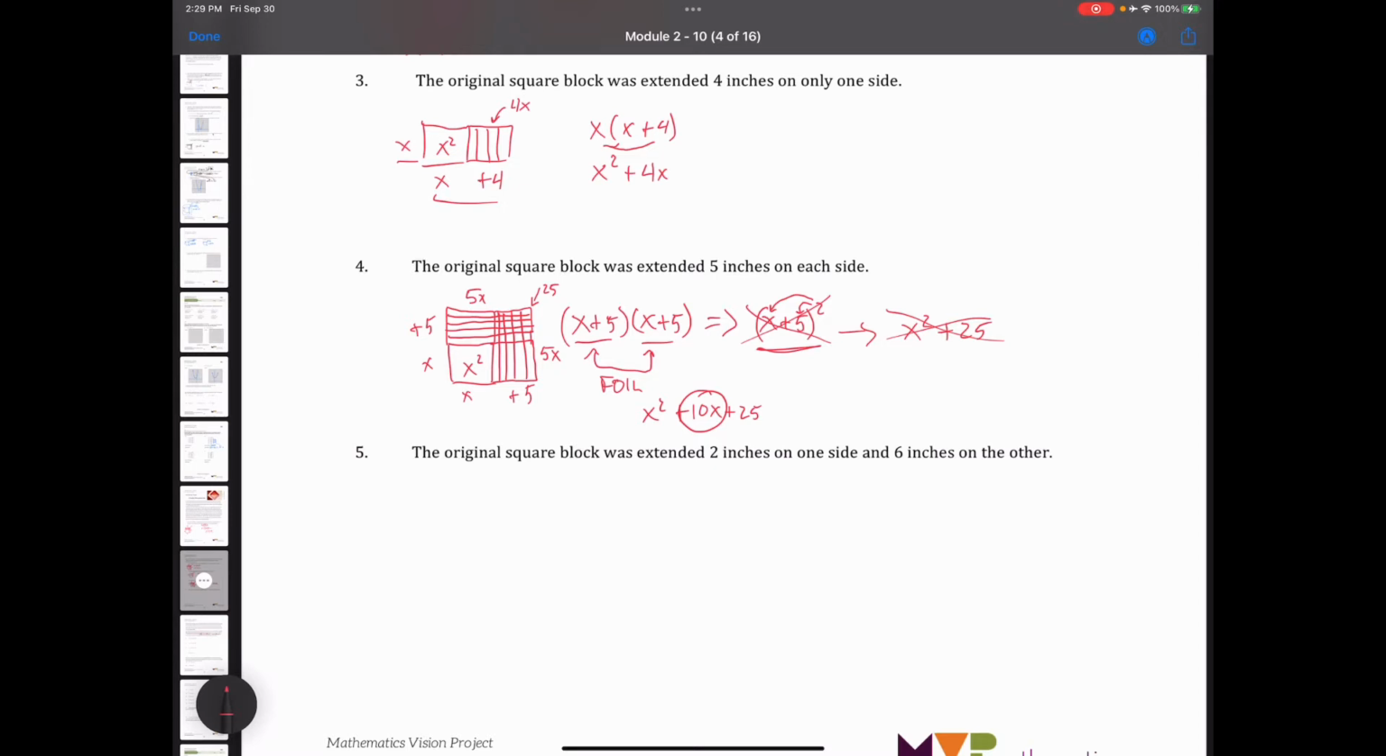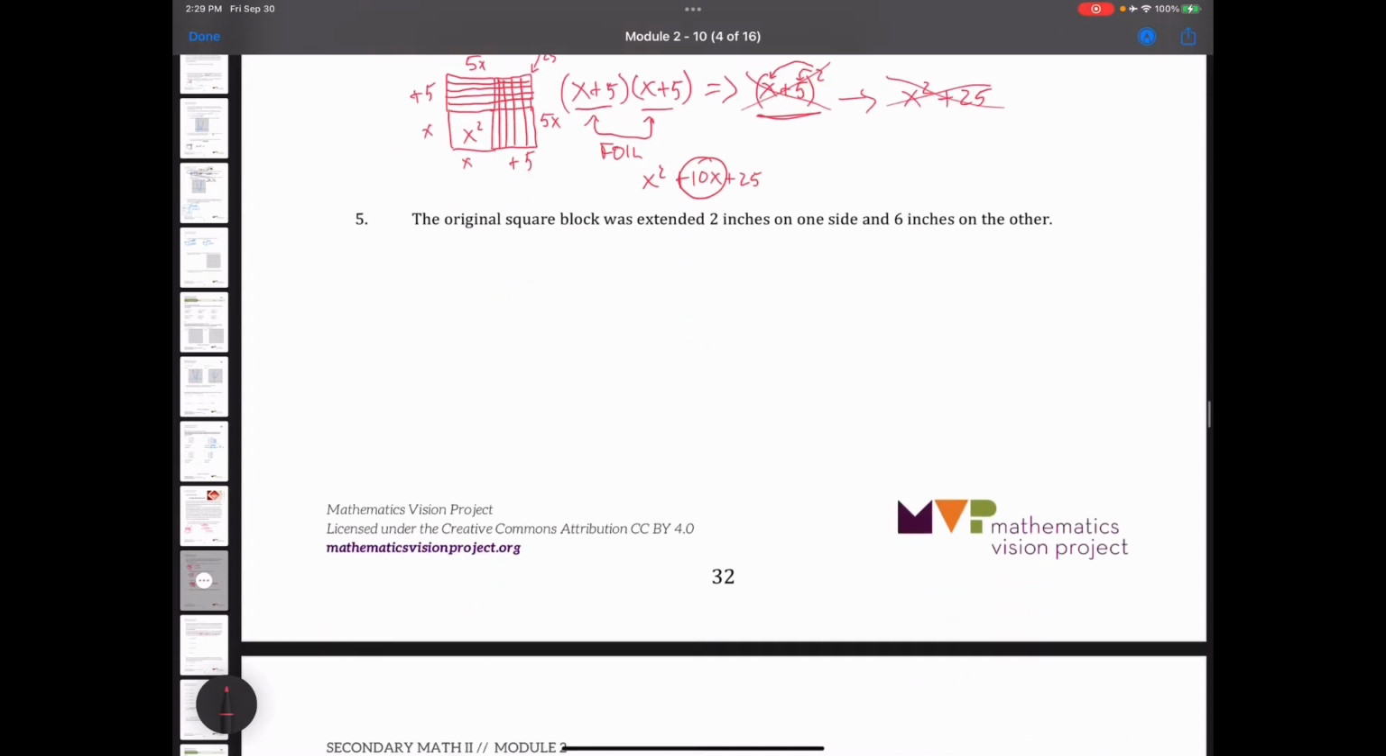Okay, now, number 5, the original square block was extended by 2 inches on one side and 6 inches on the other. So as you were checking through these, let's say it's 2 inches on the top, and then it'll be 6 inches over here. So I'll go ahead and I'll extend this out. 1, 2, 3, 4, 5 lines and 6 blocks. So now I've got a side that's x plus 6 and a side that's x plus 2.